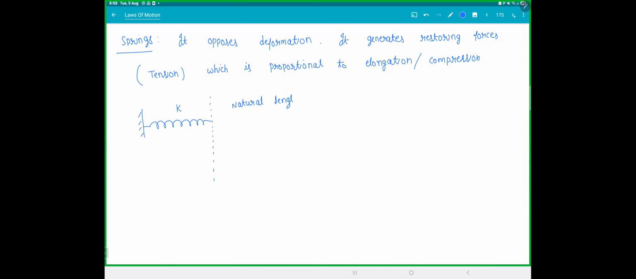What is the meaning of natural length? When you say natural length, that means there is no compression or no elongation. You are in a pretty natural state. There is no tension in you. That is called natural length.